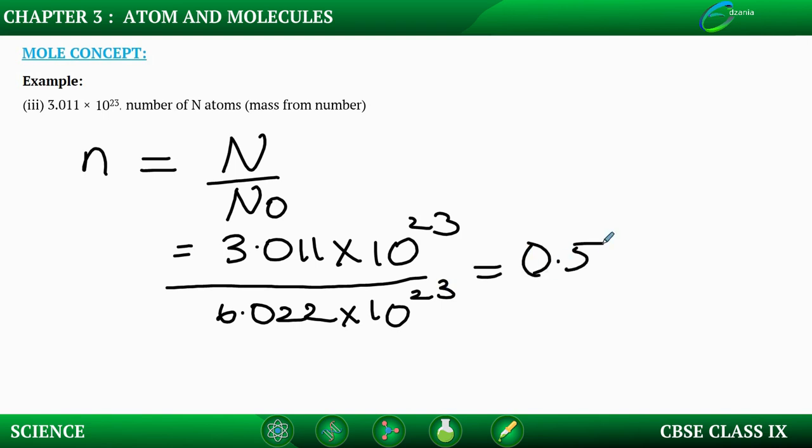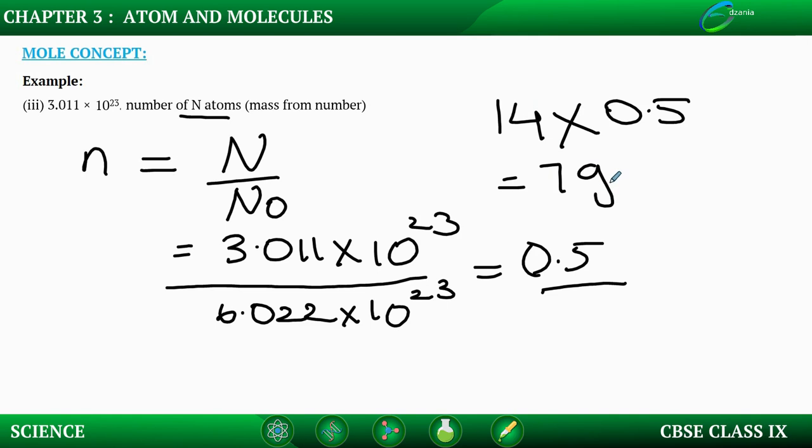But we need to find the mass. This is 0.5, so 0.5 multiplied by the molar mass of N atoms. We know that the atomic mass of nitrogen is 14. So 14 into 0.5 is equal to 7 grams. So the mass of 3.011 into 10 raised to 23 N atoms is 7 grams.